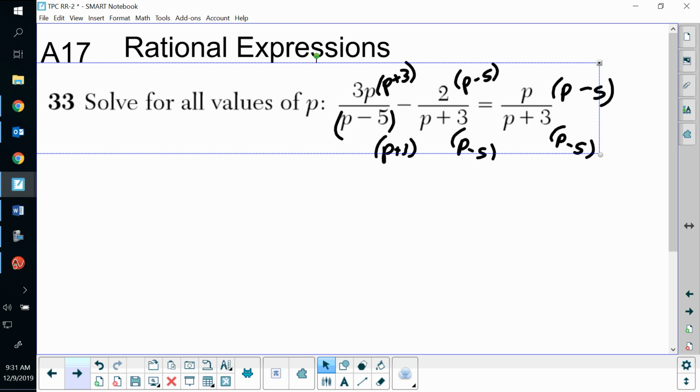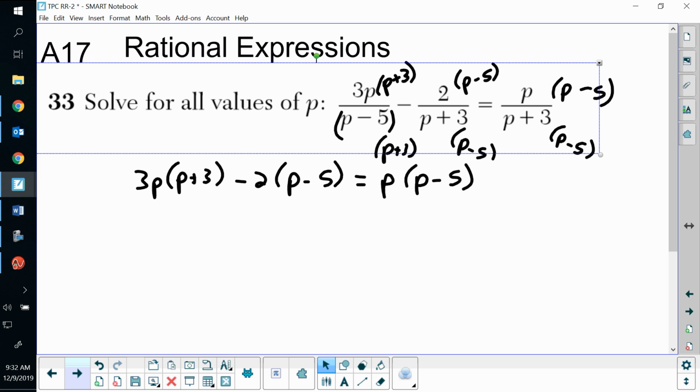All right, so this will give us our common denominator, so we can drop the denominator. Let's rewrite what's left. We've got 3p times p plus 3 minus 2 times p minus 5 equals p times p minus 5. And now we're just going to solve this equation. The most common error in this step is people forget to distribute the negative with the 2. Okay, you need to recognize that's a negative 2 that's being distributed, not just 2.